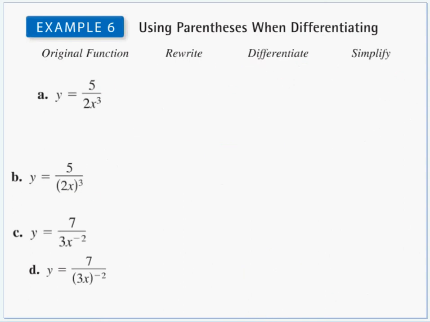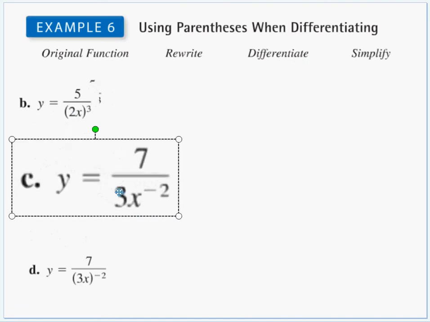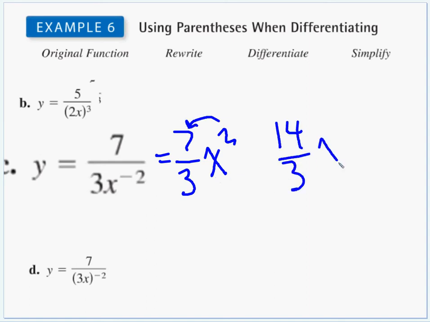Now letter C, 7 over 3x to the negative 2. We're just going to bring this x to the negative 2 out, and when it comes out from that denominator, it's going to change positive, x squared. So now this is just 7/3 x squared. 2 times the fraction will be 14/3 x to 1 power lower, just 14/3 x. And I'm going to label that dy dx. I don't know if it's a derivative or not unless you label it with some derivative notation.